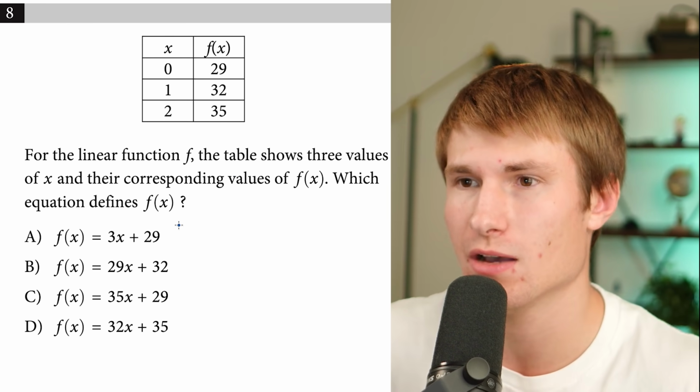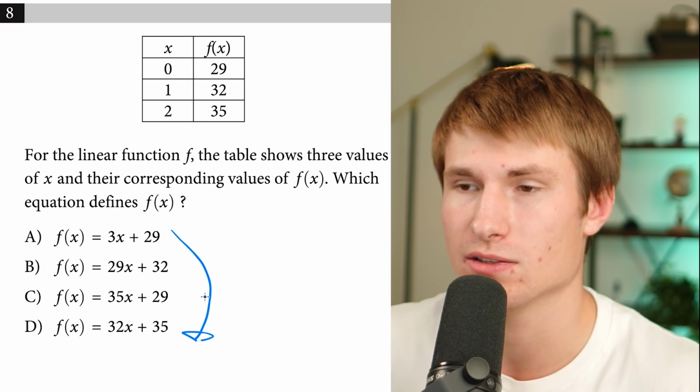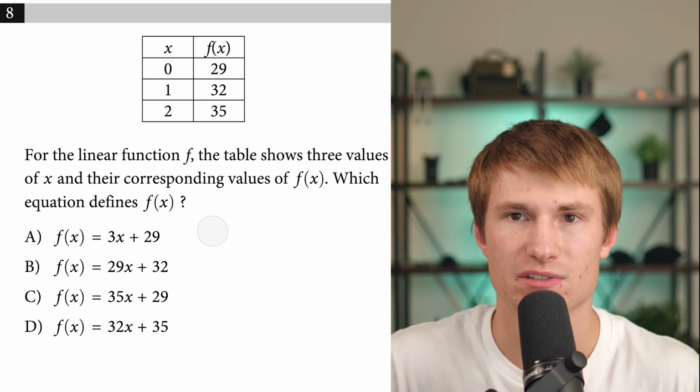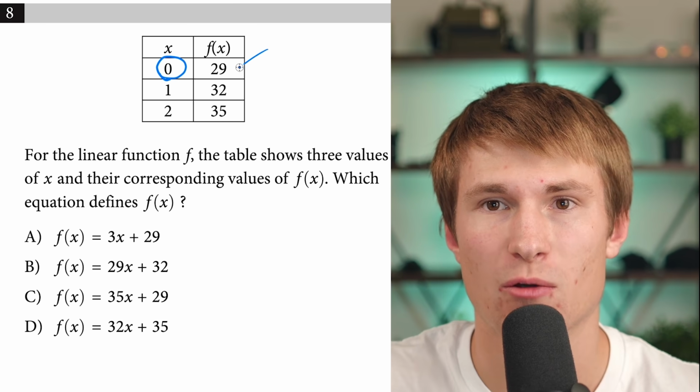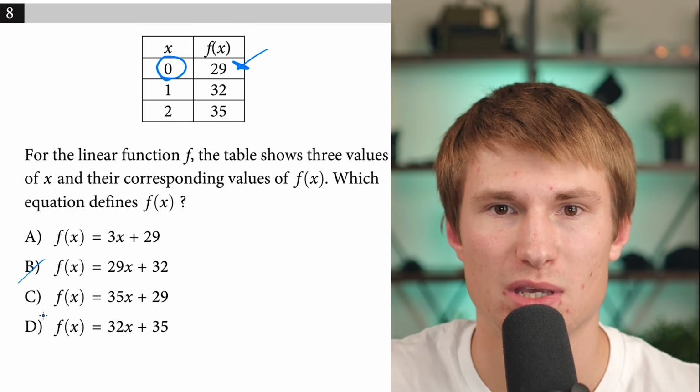Which equation defines f of x? In this case, all my answer choices are in slope-intercept form. So what I'll start by doing is finding the intercept. Since I'm given the x coordinate of 0, I know that my y-intercept will be at 29, which means I can get rid of B and I can get rid of D.